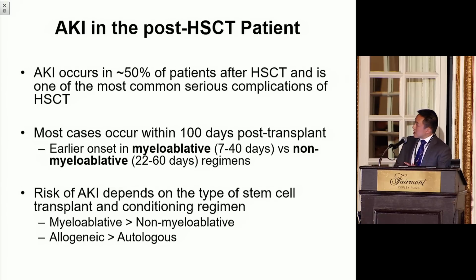So the last thing I want to talk to you about is acute kidney injury in the stem cell transplant population. Why is this important? Because AKI is very common in this patient population. As I mentioned to you earlier, it can occur in anywhere from 25 to 75% of patients post-transplant. And the risk depends on the kind of stem cell transplant that they receive.